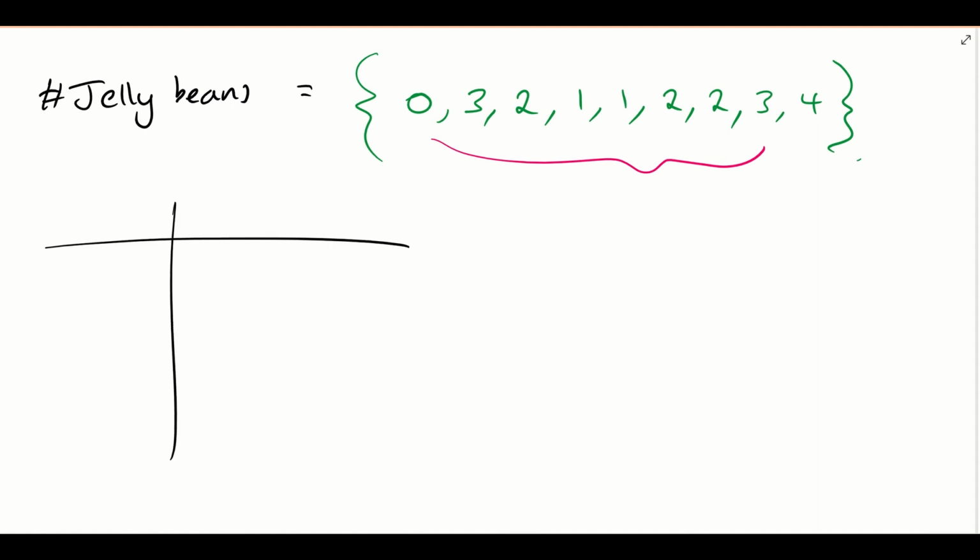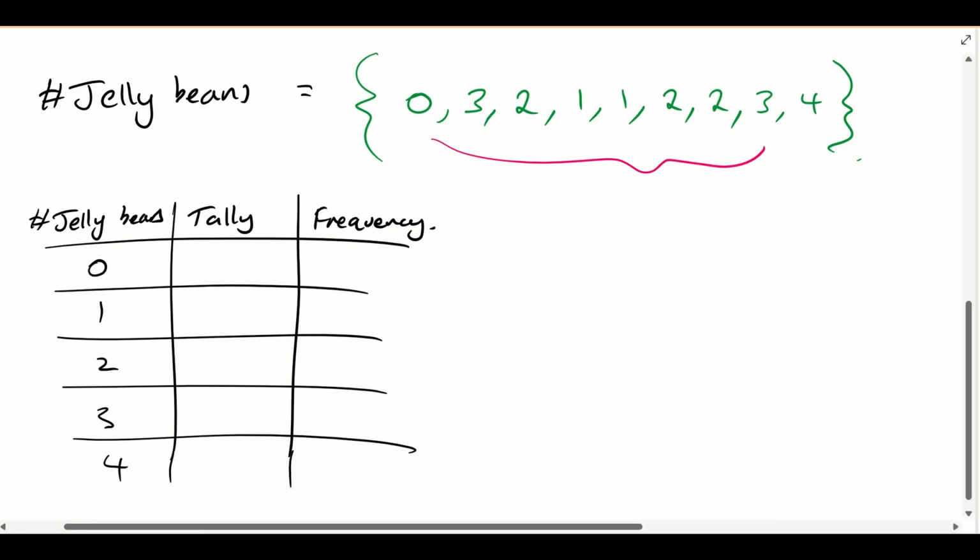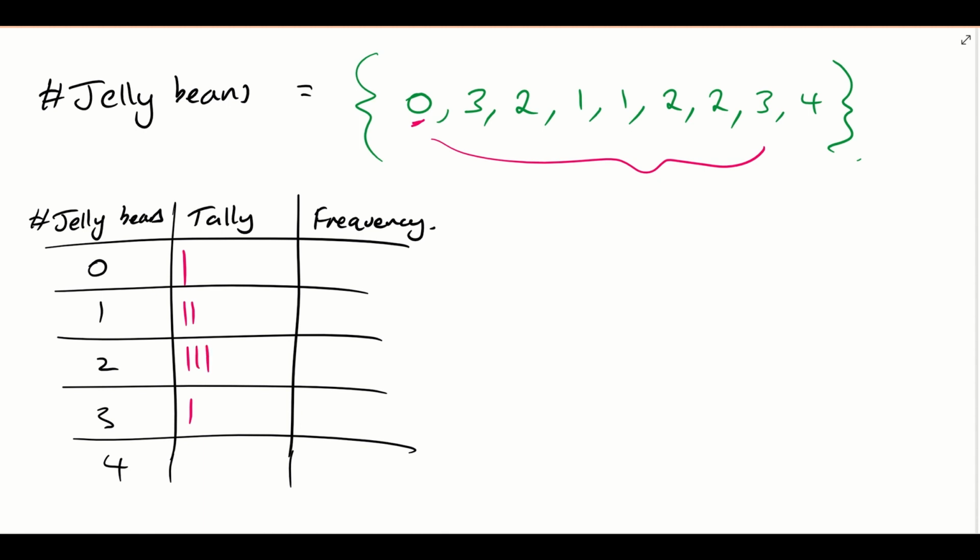So let's have our number of jelly beans, and then we have our tally, and then we have our frequency. So we've got 2 tables in one here. And we can have 0 jelly beans, 1 jelly bean, 2 jelly beans, 3 jelly beans, or 4 jelly beans. Let's start with the first one, the 0. So let's put a tally in there for 0. Put a tally in for 3, for 2, for 1, 2 more for 2, 1 more for 3, and 1 for 4. And we can convert these to numbers. We've got the number 1, 2, 3, 2, and then 1 again. We've now organized this discrete data set.